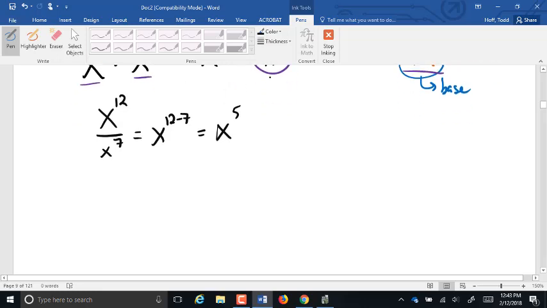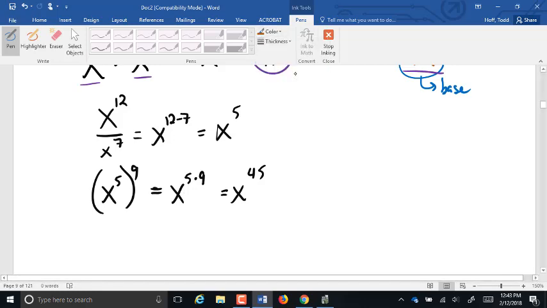So how about x to the 5th to the power of 9? What's that going to be? X to the 45th. Good. When we take an exponent to another power, we multiply the powers together. 5 times 9 is 45.